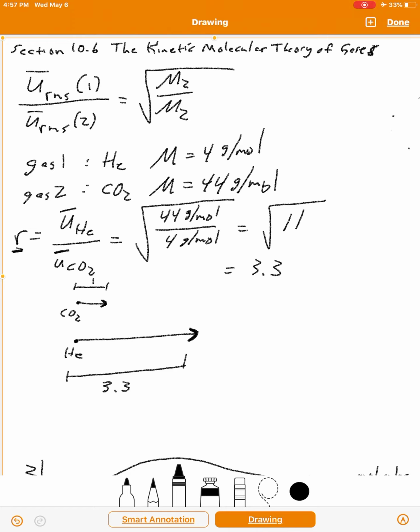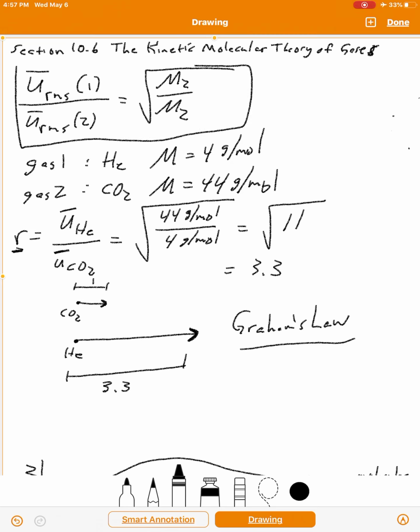This equation is sometimes referred to as Graham's law. So if someone asks you to do a calculation involving Graham's law, that's this equation right here. Okay? And there you go. So that's one application of the kinetic molecular theory of gases.